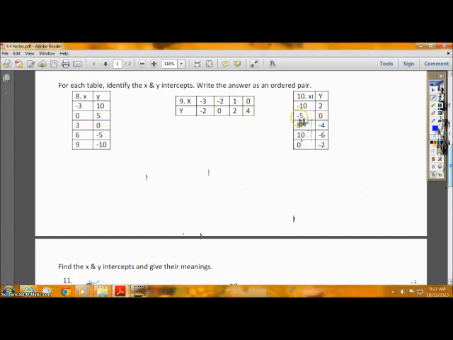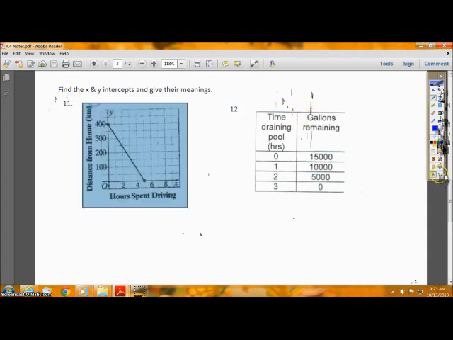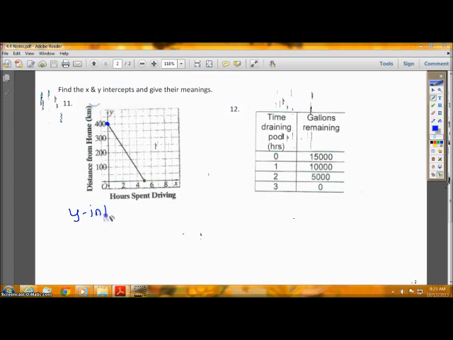Okay, now for some real-world examples. We have our last two. Find the x and y intercepts and give their meanings. Okay, they do have meanings just like slope. So if I want to look at the distance from home, I'm looking and it crosses my y-axis at 0, 400. So my y-intercept is at 0, 400. And my x-intercept looks like it's crossing at 5. So my x-intercept crosses at 5, 0.